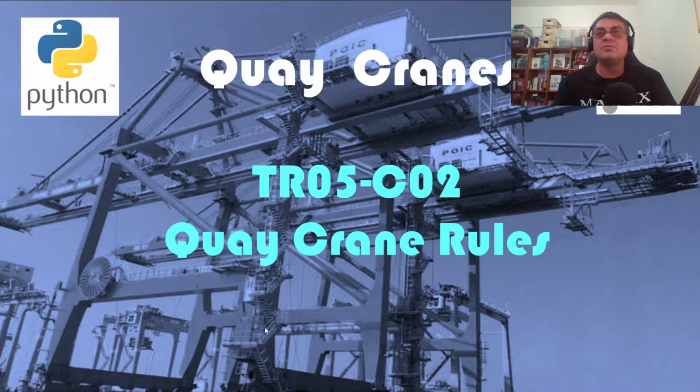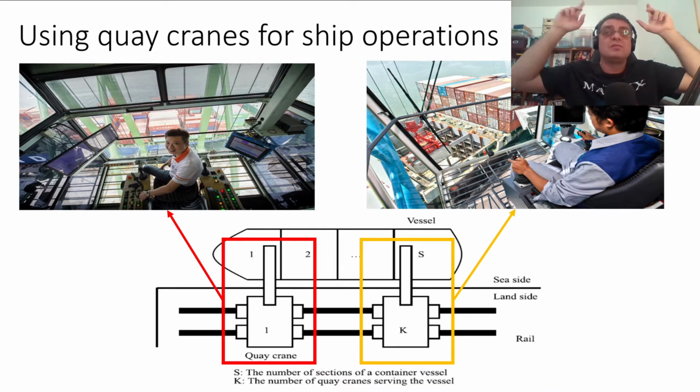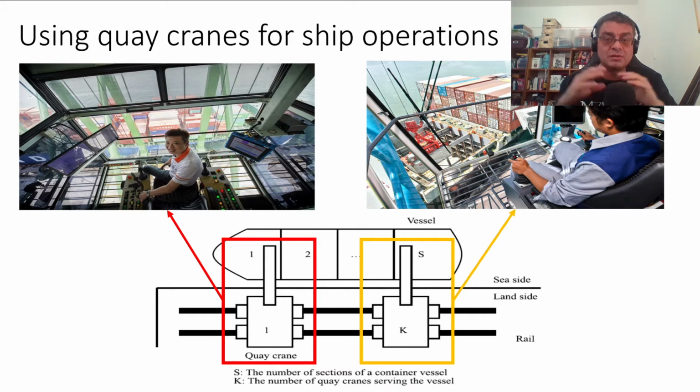What we're going to start with now is to remember what we saw in the previous class. If you didn't see the previous class, it's very important, because we saw some details of this project. What is the context of this project? We're going to use quay cranes to load or unload cargo from a container ship.